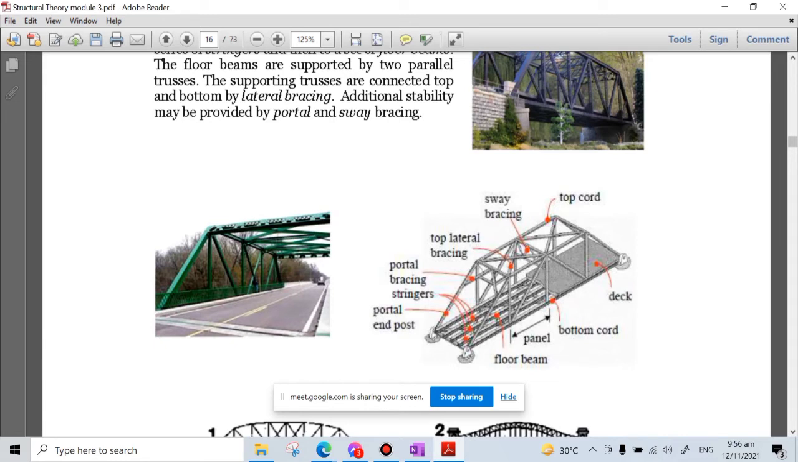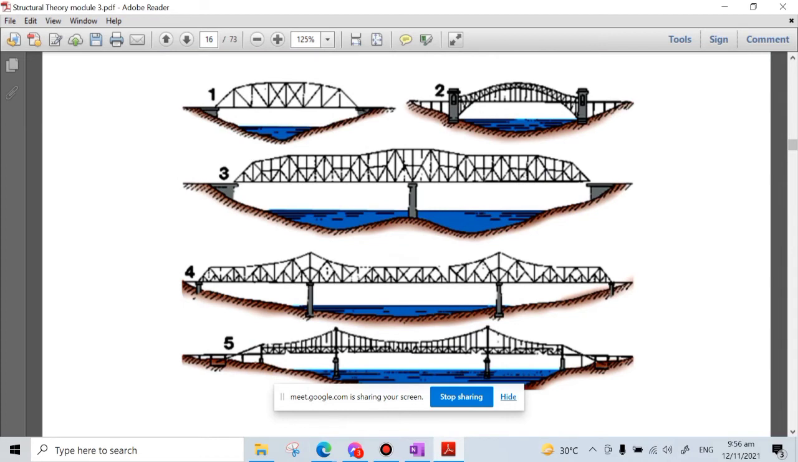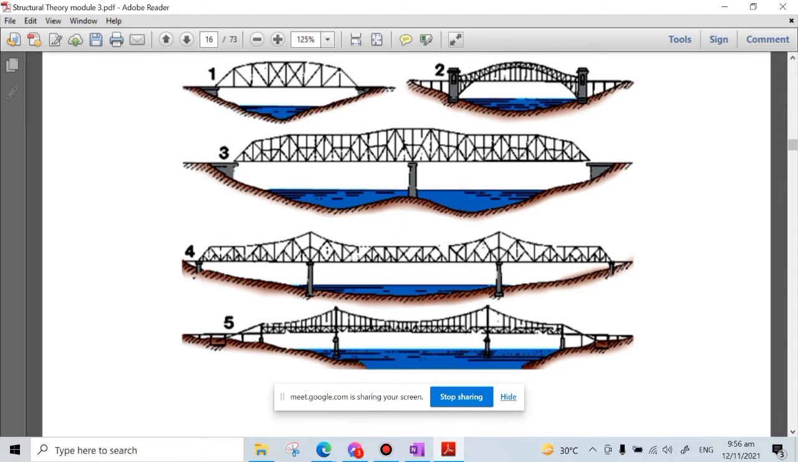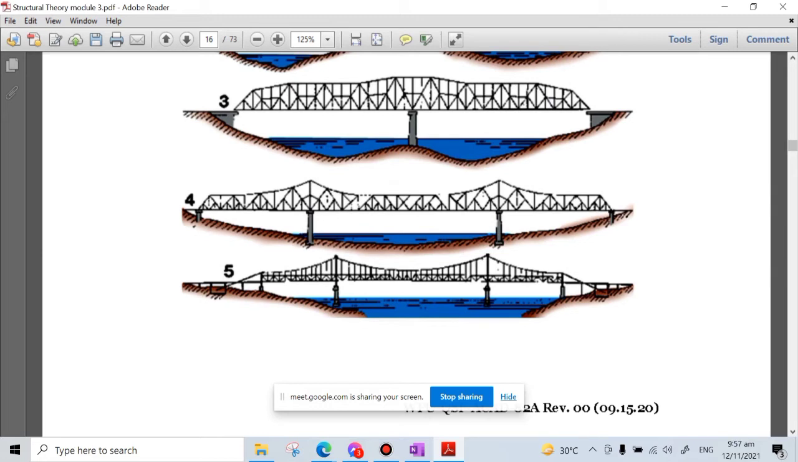ito sa load na to ha, sa pag-transmit na to ng load. From the deck to the stringers, and then to the beams, tapos itatapon na ngayon yung mga loads dito sa trusses. So, ito yung sample ng mga trusses no, na bridge truss, yung malalaki. No? Usually, mahahaba yung span.